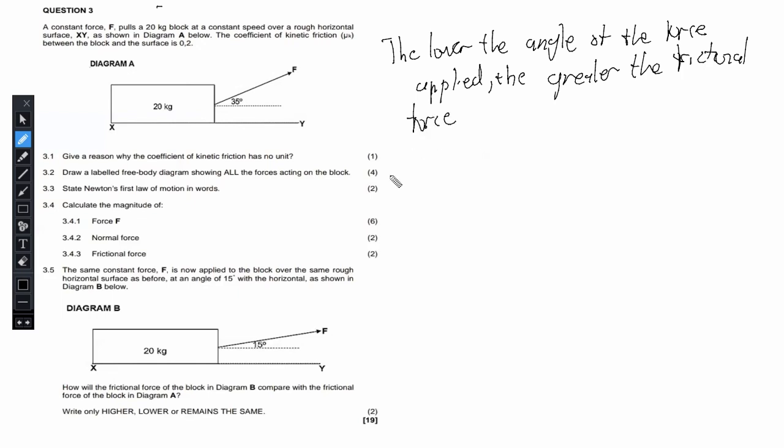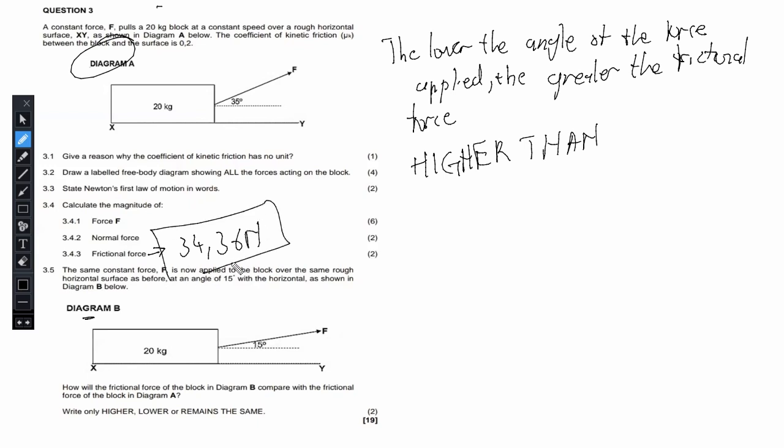Now, with this knowledge, we can tell that obviously the frictional force acting in diagram B would have to be greater than the one acting in diagram A. So our answer here would have to be higher than. But if you don't want to take my word for it, you can still calculate and prove it for yourself. Remember, we found our frictional force in the previous question, and it was 34.36 newtons, right? Now let's calculate this one and see if it will be greater than that.